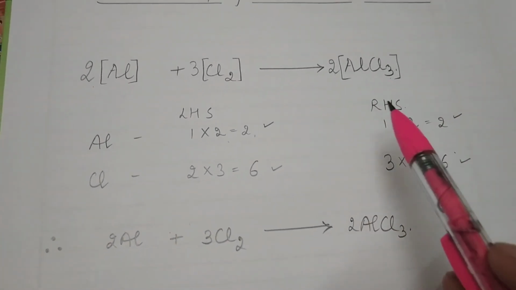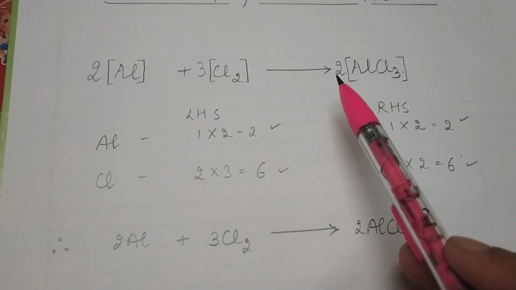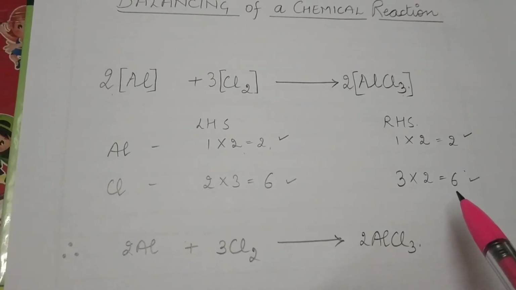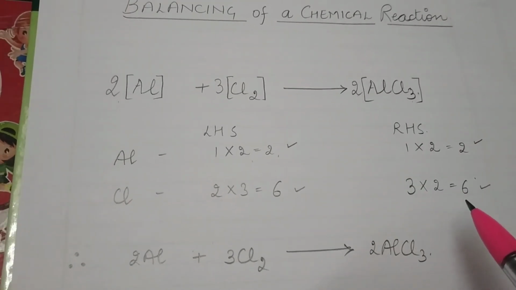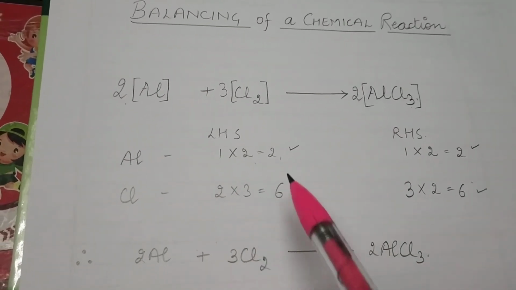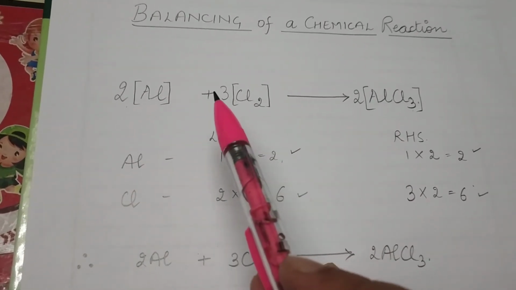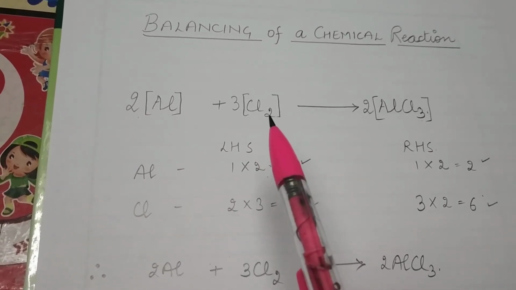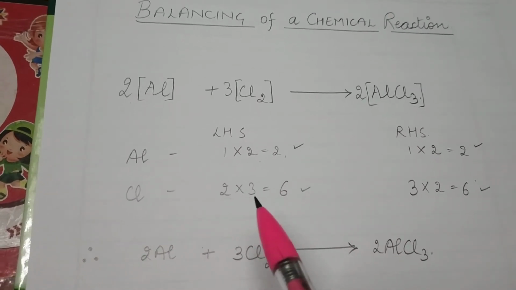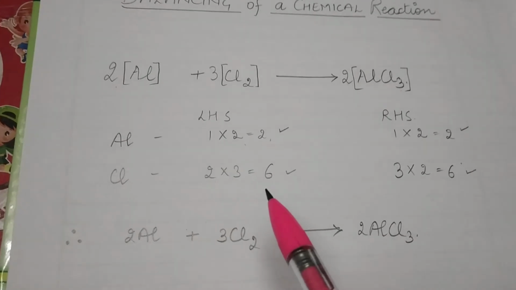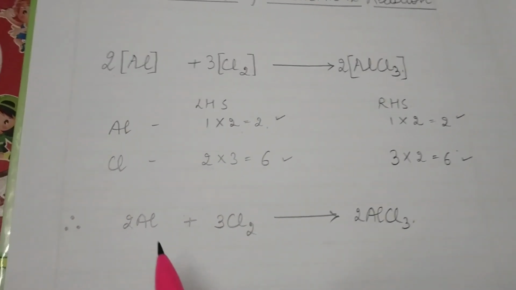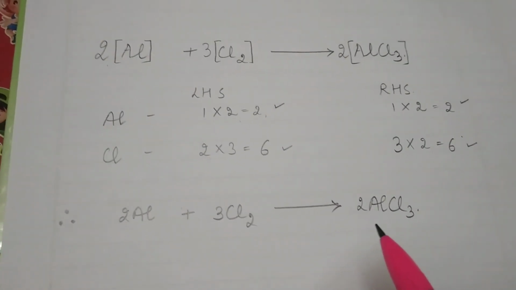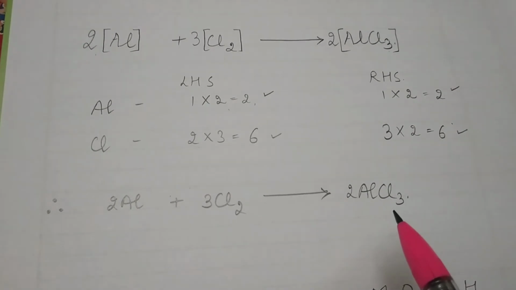But chlorine, you see earlier chlorine was 3, but now it is going to be multiplied by 2. So ultimately it will become 6. Now on this right side we have 6 chlorine, but on the left side we had only 2 chlorine. So what I did, simply I wrote 3 over here. When this 3 will be multiplied with the earlier 2, it will also become 6. So now our chemical reaction finally becomes 2 aluminium plus 3 chlorine gives you 2 molecules of aluminium chloride.